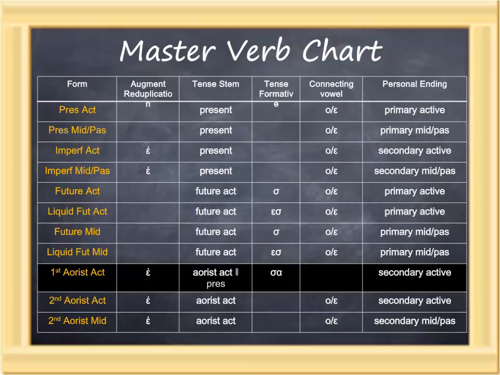First aorists, though, are most identified by the use of a tense formative, sigma alpha. And since that formative ends with the vowel, no connecting vowel is necessary, and the secondary endings are added directly. So the first aorist active is formed with the augment, aorist active stem, the tense formative, sigma alpha, that's what you should look for, and the secondary active endings.